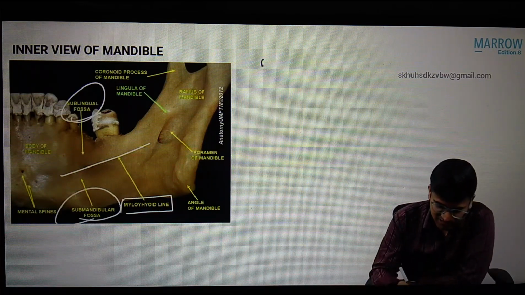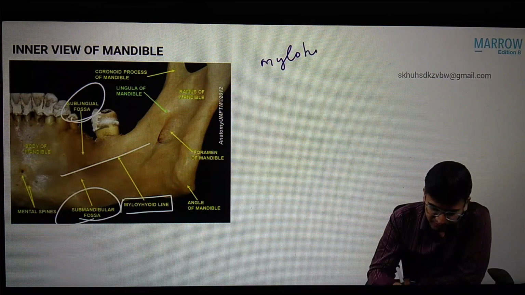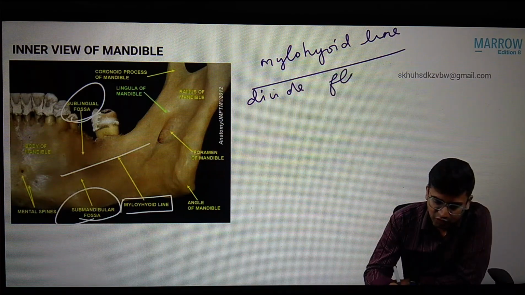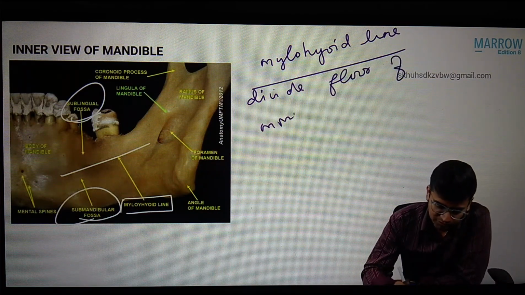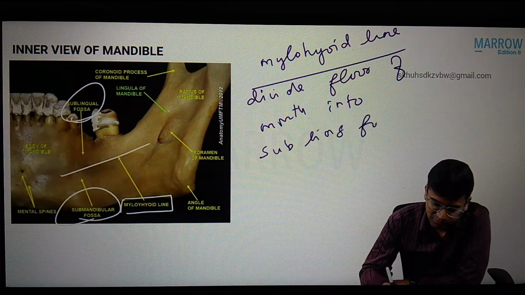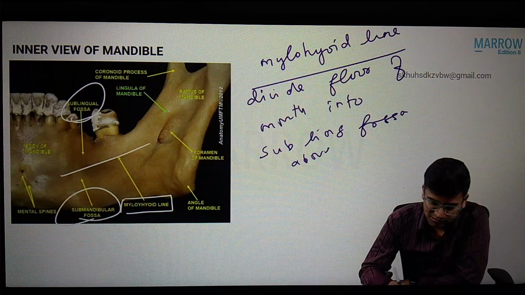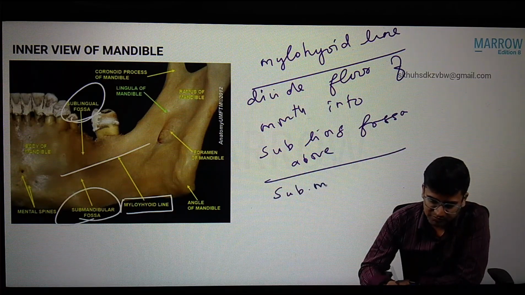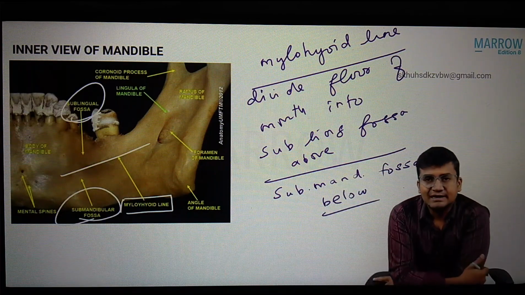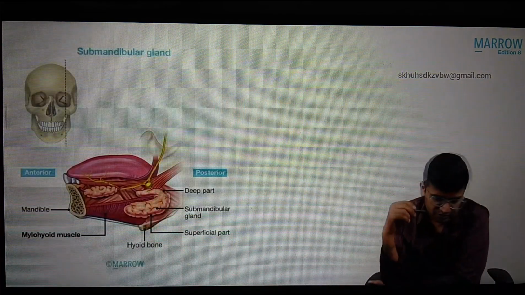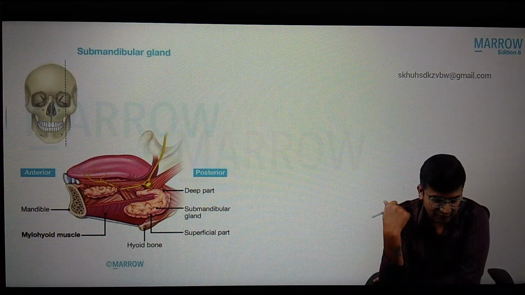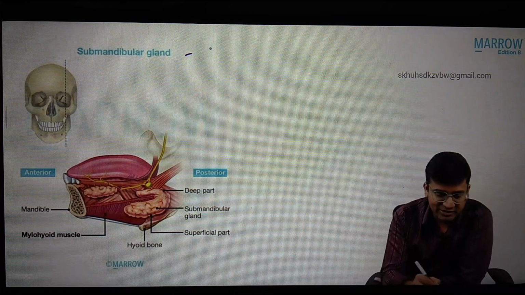Please write: mylohyoid line, which divides the floor of the mouth into sublingual fossa above and submandibular fossa below. Okay, so now the submandibular gland is present in the submandibular fossa. Now some basic points you have to know about the submandibular gland.